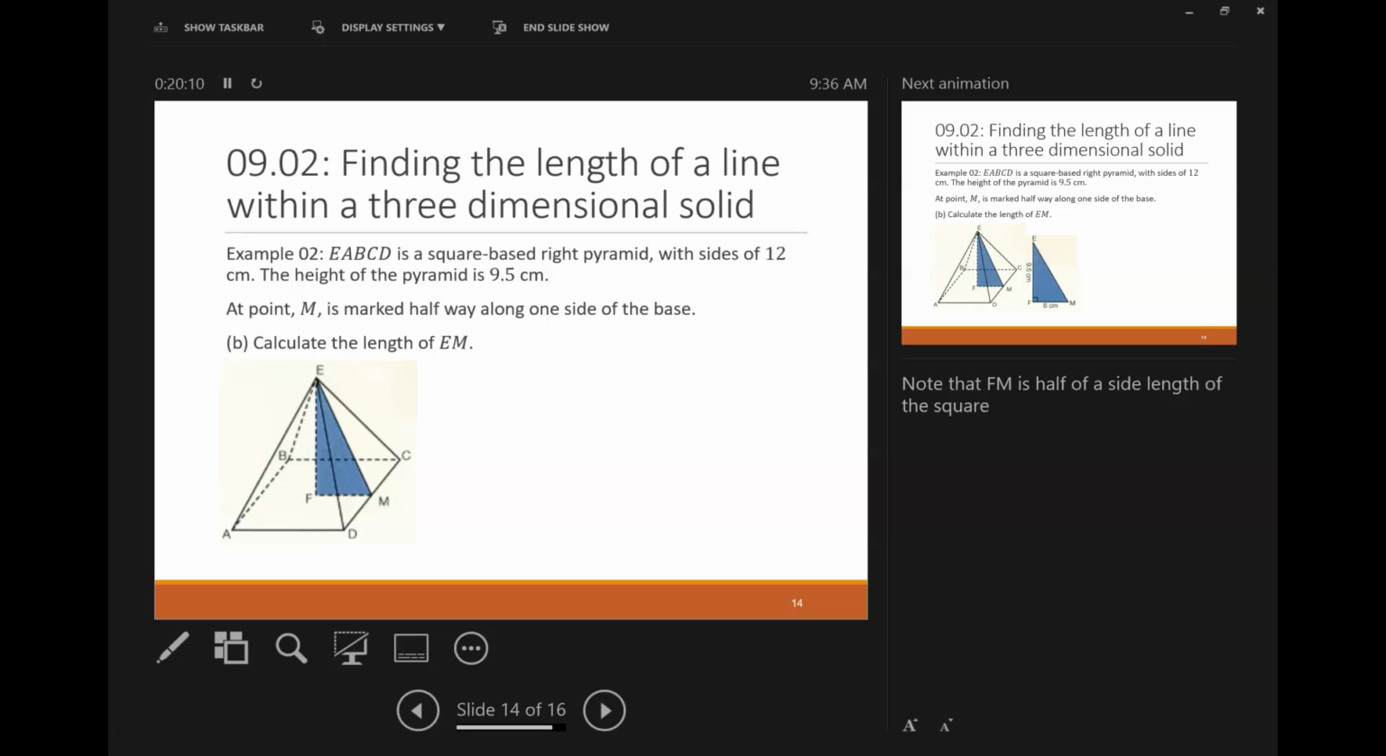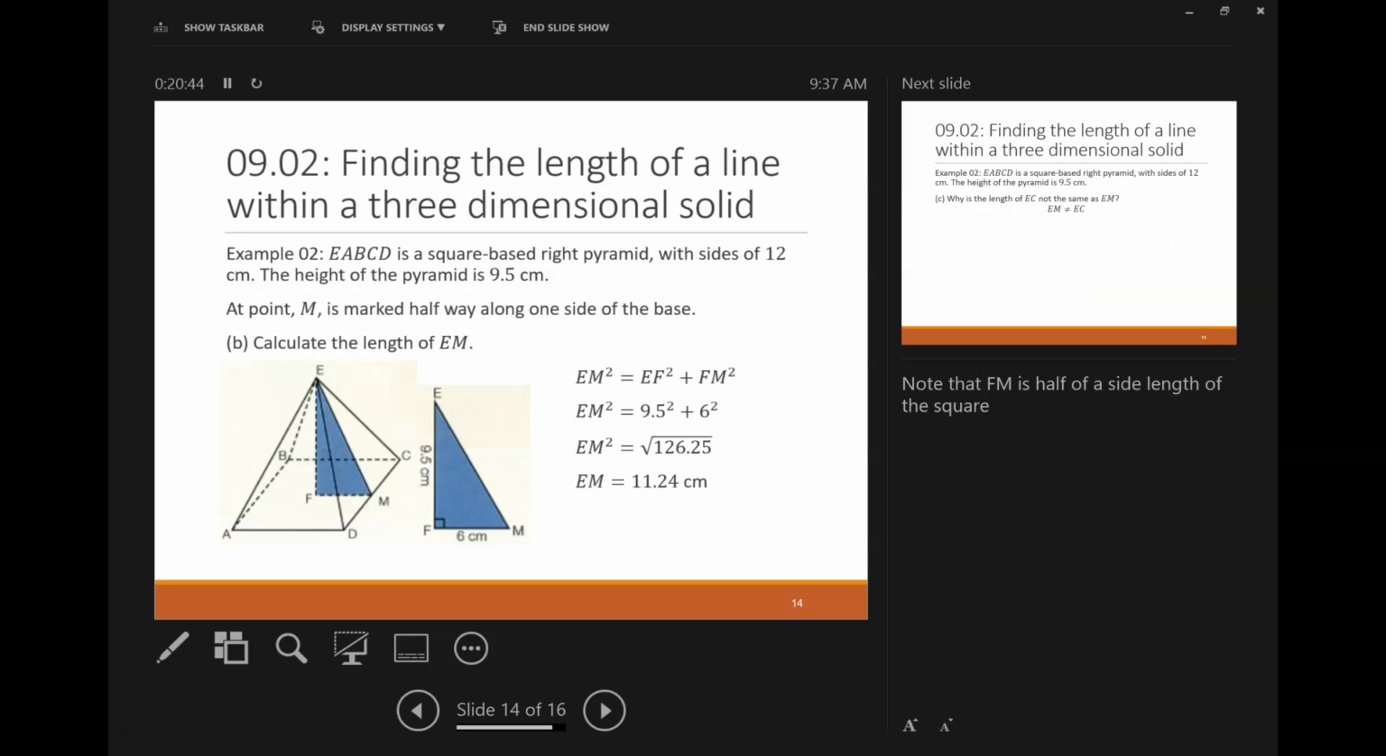You don't even need to draw a calculation triangle for that. What's the length for FM? 6. How do I know it's 6? The side lengths are 12. F is the center of the square at the base, so it's got to be half of 12. So there's that, and we do the Pythagorean theorem again, and boom. There's my answer.